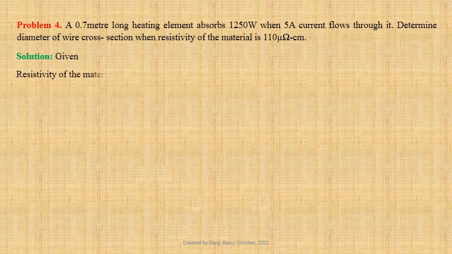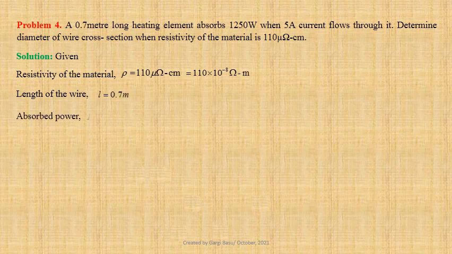Resistivity of the material rho equals 110 micro ohm centimeters, that is equal to 110 into 10 to the power minus 8 ohm meter. Length of the wire L equals 0.7 meter. Absorbed power P equals 1250 watts. Circuit current I equals 5 ampere.